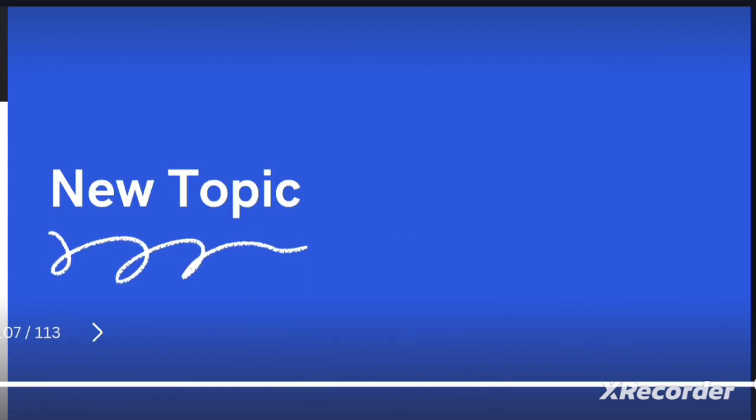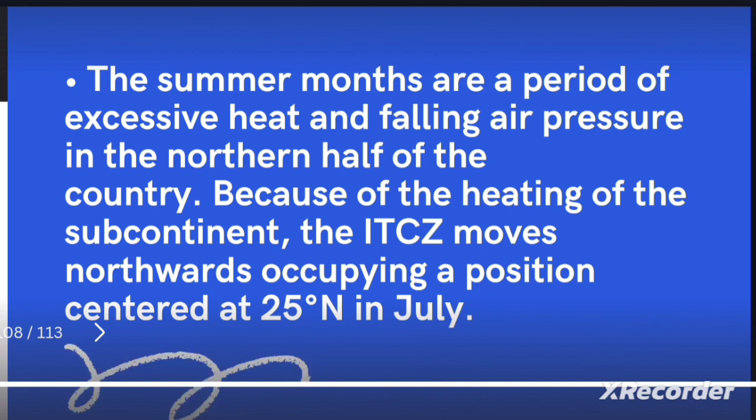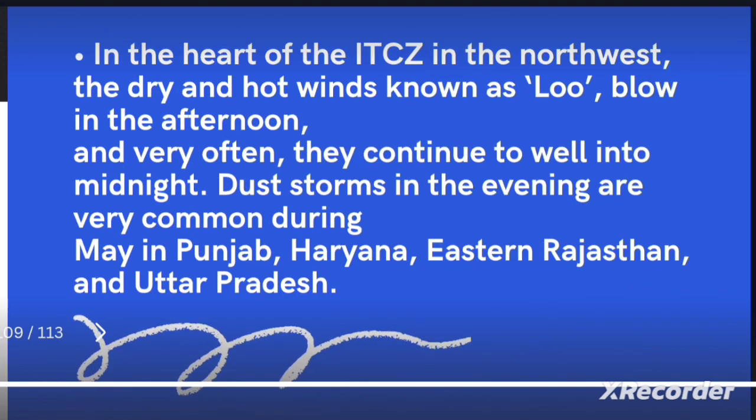The summer months are a period of excessive heat and falling air pressures in the northern half of the country. Because of the heating of the subcontinent, the ITCZ moves northwards, occupying a position centered at 25° north in July. In the heart of the ITCZ in the northwest, dry and hot winds known as Loo blow in the afternoon, and very often they continue well into the midnight.